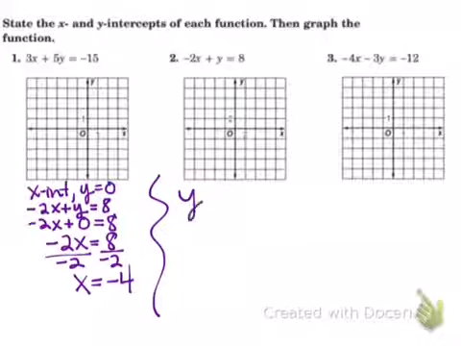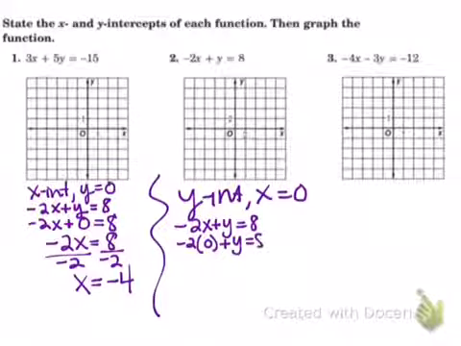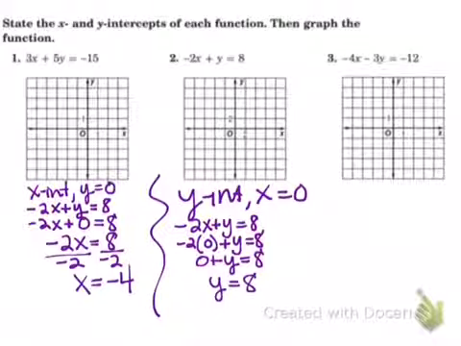All right, finding a y-intercept. I'm going to let x equal 0. So I've got that equation, -2x plus y equals 8. -2, instead of x, I'm filling in a 0. Plus y equals 8. -2 times 0 is 0. 0 plus y would just give me y. So that actually immediately gives me my answer, y equals 8.